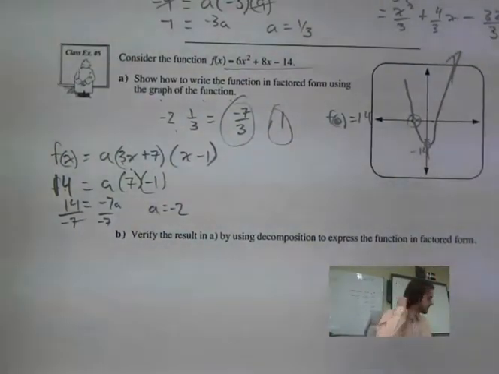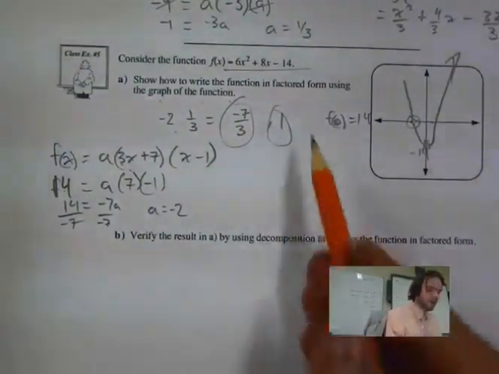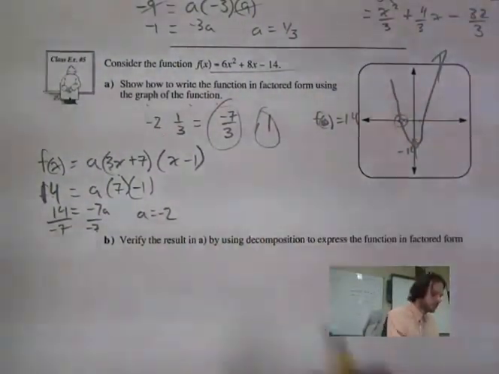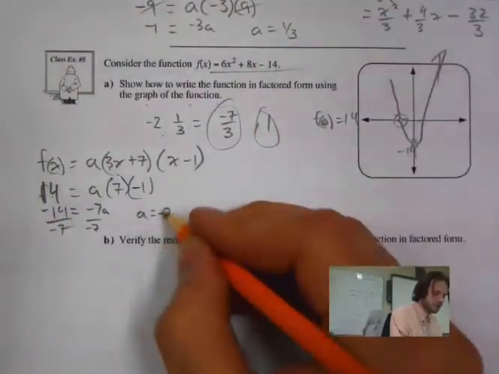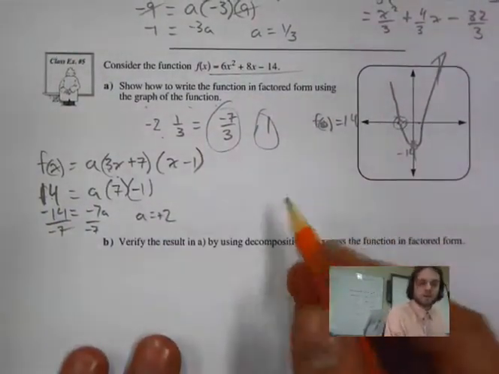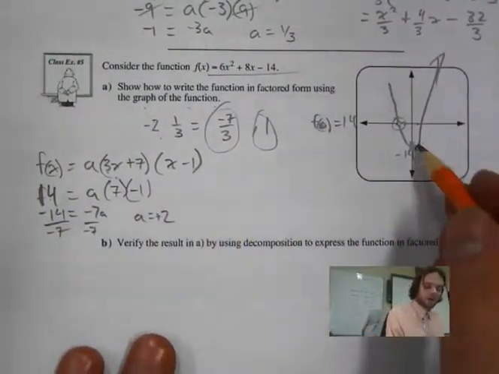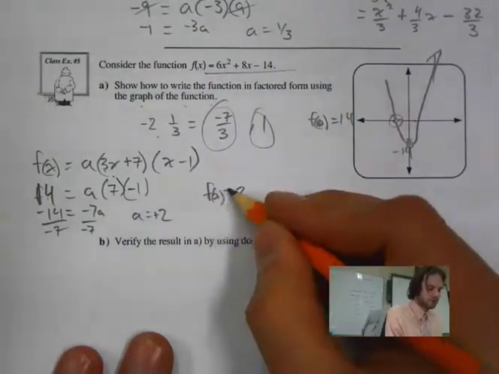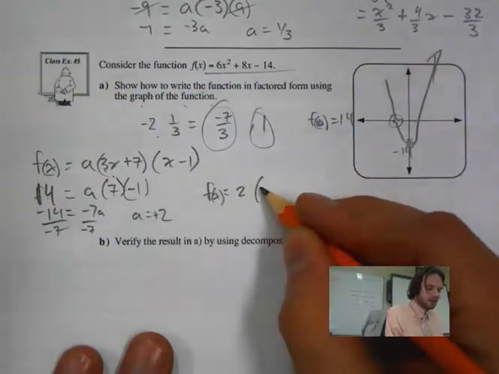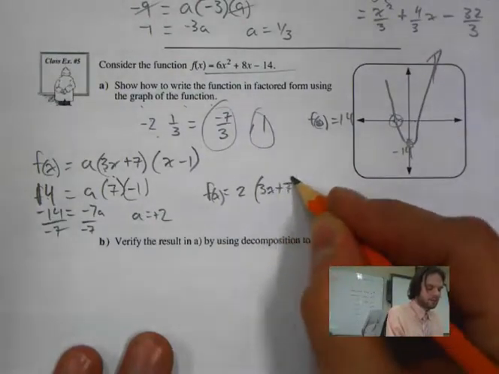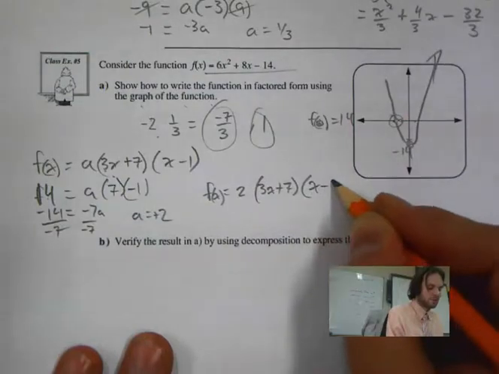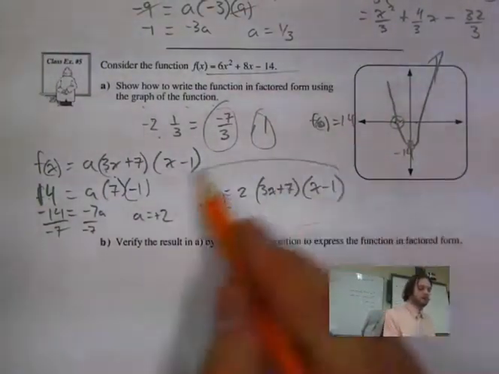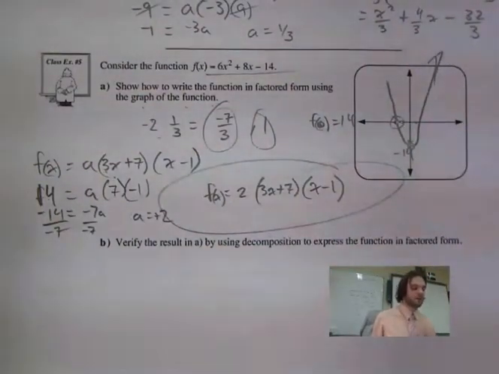So what do I end up getting for my equation in factored form? Is it negative 2 or positive? Oh, it's negative 14. So I get positive 2. Okay? There. So now what am I going to end up getting? I'm going to end up getting f of x is equal to 2, and I'm going to get 3x plus 7. Then I'm going to get x minus 1. Okay? And that's it. That is my equation in factored form.